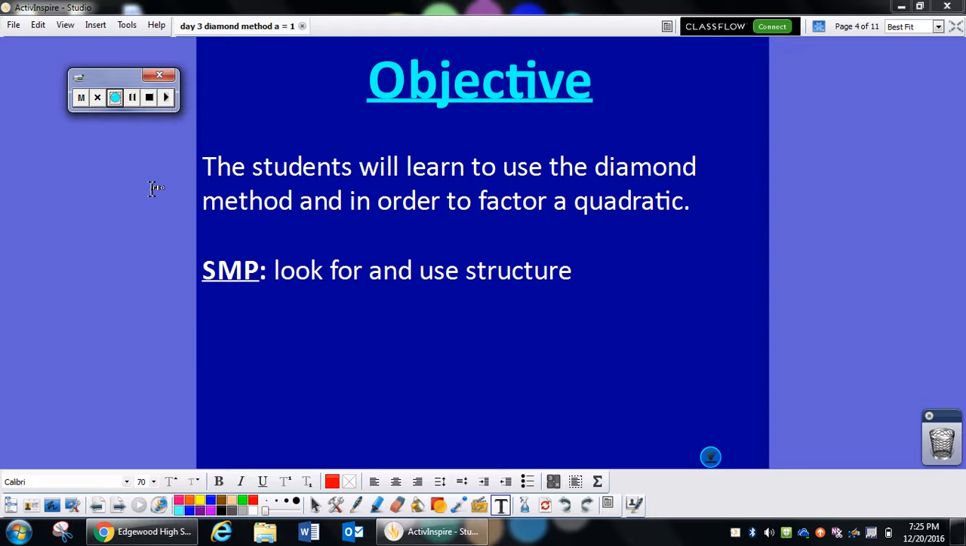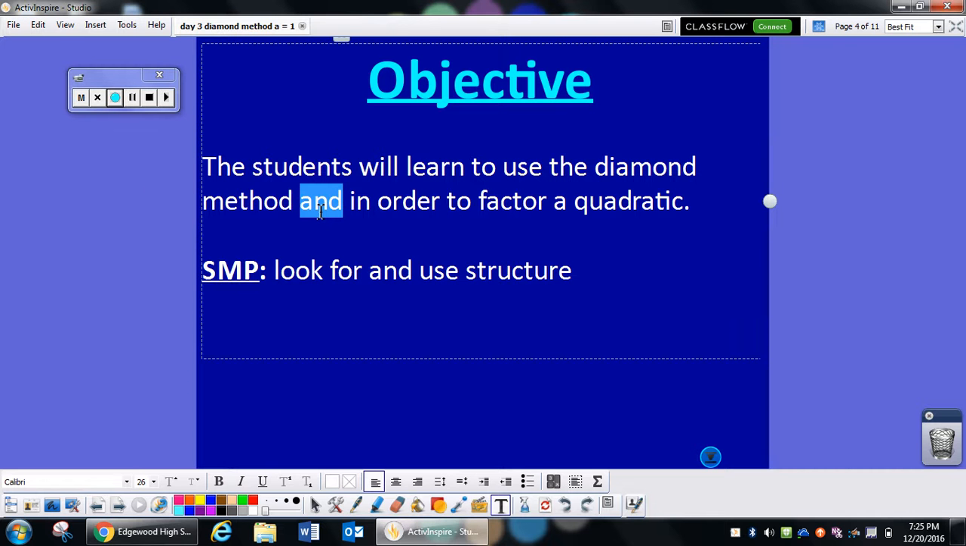Alright, so today the students will learn to use the diamond method in order to factor a quadratic. So this is the third topic that will be discussed. And again, the diamond method is just something that this course wants you to learn how to do. So you're going to be looking for and using structure.